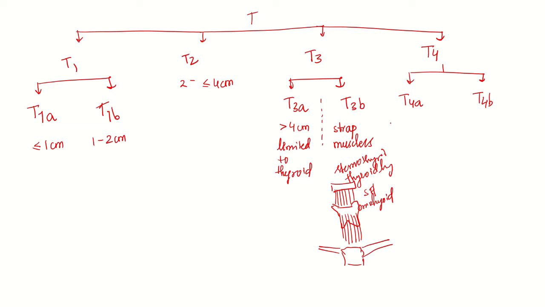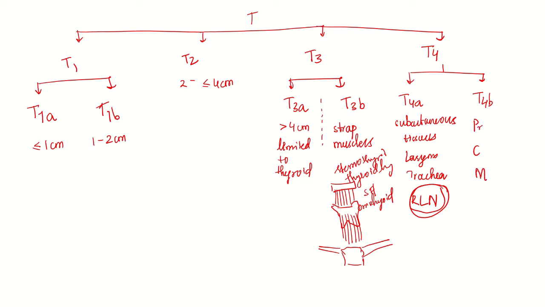T4A is extension into subcutaneous tissues, larynx, trachea, and one important point is recurrent laryngeal nerve palsy, invasion into RLN. T4B mnemonic is PCM. P is for prevertebral fascia, carotids and mediastinal vessels.